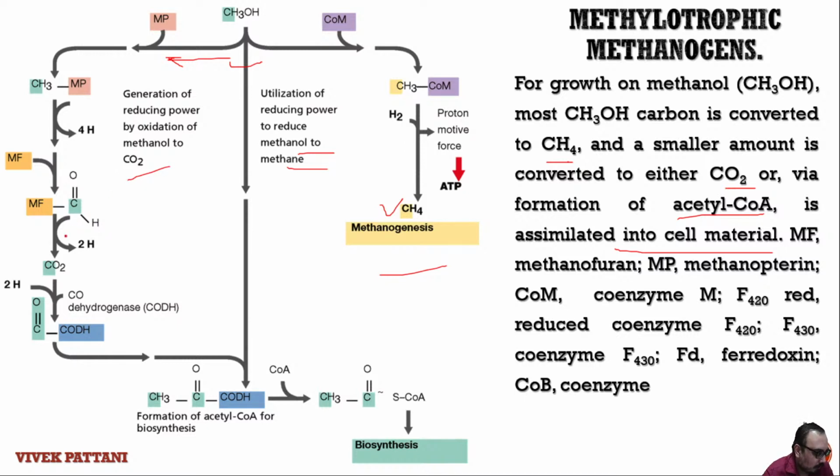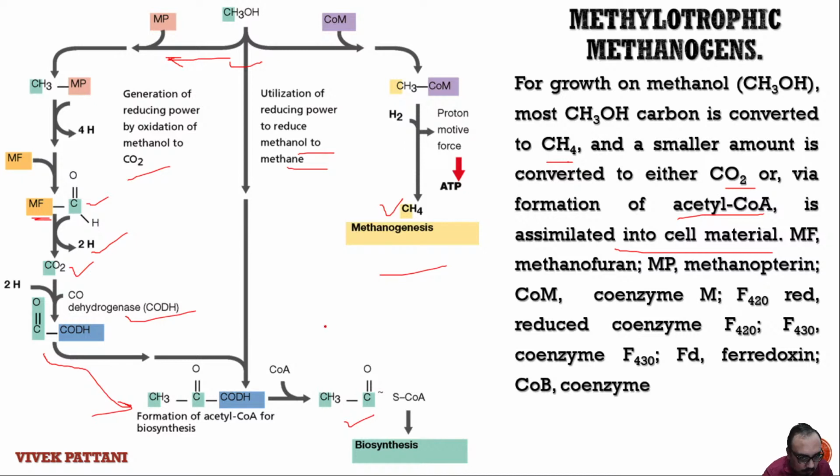Methanol to carbon dioxide, you can see clearly in this reaction, where methanopterin in combination with this carbon group gets formed into carbon dioxide, where two hydrogens will be released, and then in the next reaction, two hydrogens will be released, and then the enzyme CO dehydrogenase will be added, and this will be converted directly into acetyl CoA for the biosynthesis.